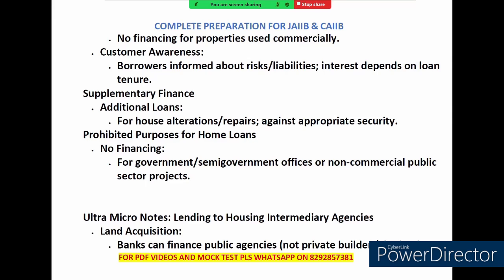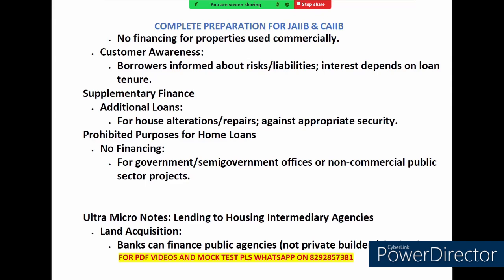Now, the bank must make sure to inform the borrower about the risk and liability involved in the loan. Keep in mind the interest rate you will get depends on the loan tenure and how long you plan to repay the loan. If you need any additional funding for house alteration or repair, the bank offers an extra loan, right? That is called supplementary finance. However, there are some restrictions. Banks don't finance property like government or semi-government offices or non-commercial projects, right?